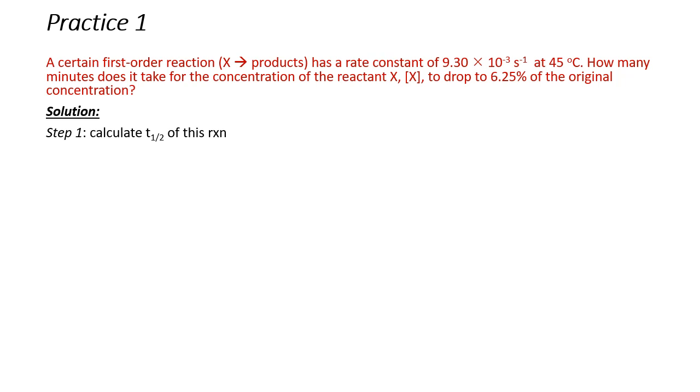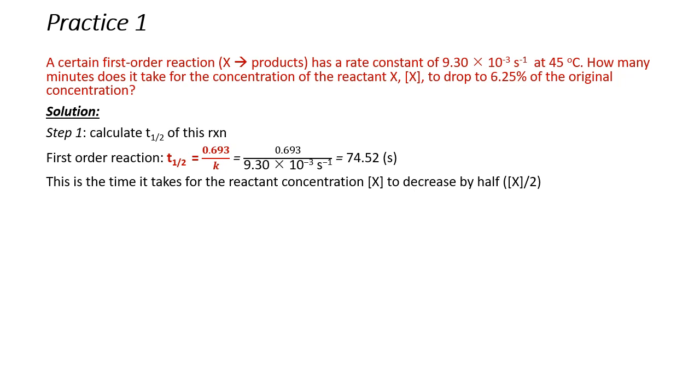Step 1. We need to calculate the half-life of this reaction. Because this is a first-order reaction, we can apply this equation to calculate the half-life, using 0.693 as a constant, and we already have the rate constant K given before. Applying this equation, we can calculate the half-life of this reaction is 74.5 seconds. This is the time it takes for the reactant concentration to decrease by half.